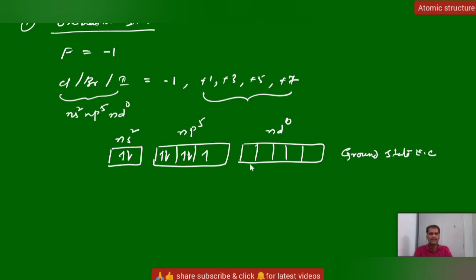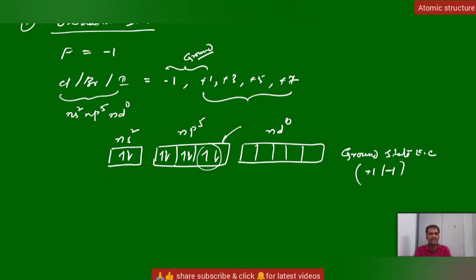In the ground state electronic configuration, it can lose one electron, this single electron, or it can gain one electron to satisfy its octet configuration. So it may show either +1 or -1 oxidation state when the electronic configuration is present in the ground state. This point you should remember. -1, +1 oxidation states, they can exhibit in the ground state. Very, very important.